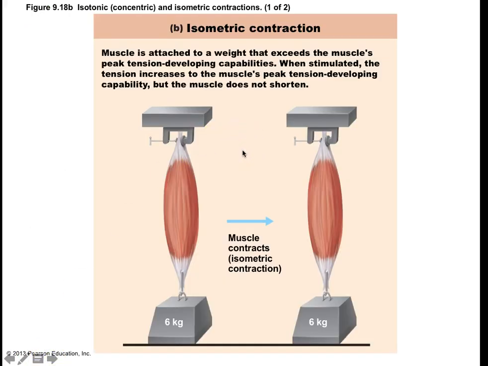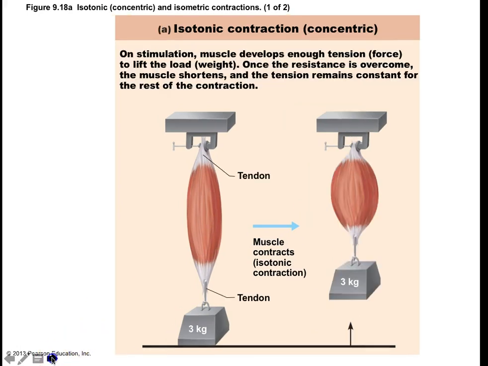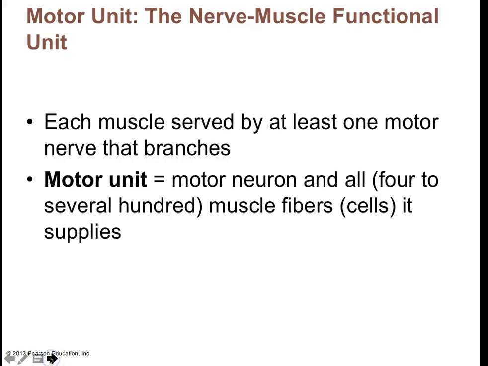And this is just showing you a diagram of an isometric contraction. So obviously 6 kilograms is a little bit too much for this muscle. So you can see an increase in tension, but you're not going to be able to move the load. Whereas in an isotonic contraction, instead of 6, you've got 3 kilograms, and obviously the muscle is not going to have a problem with shortening, and that's going to move the load. That's the difference between the two of them.